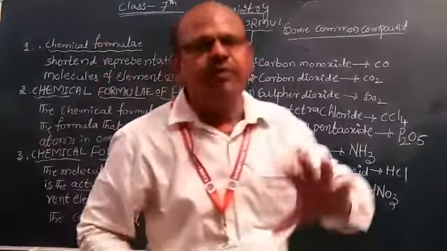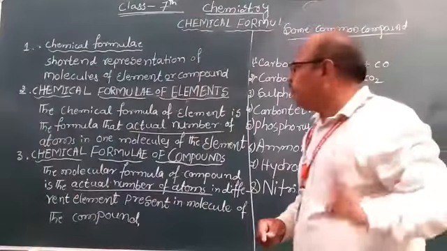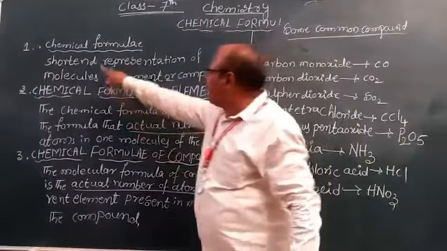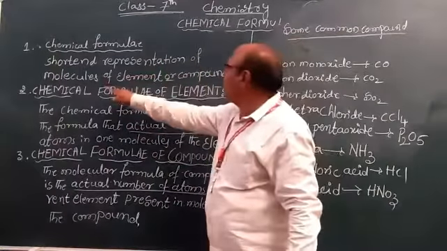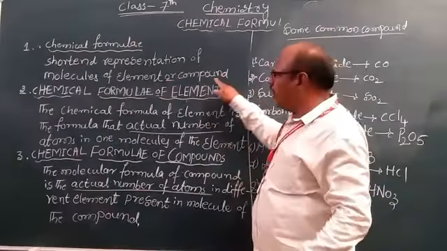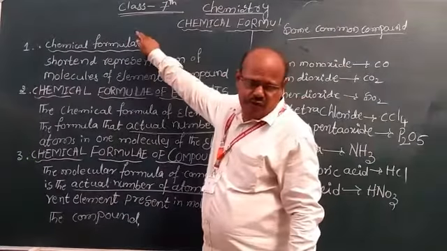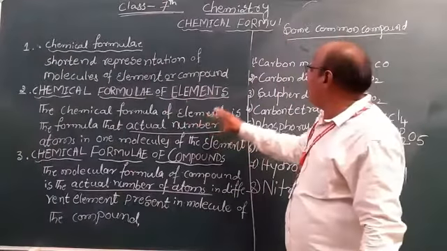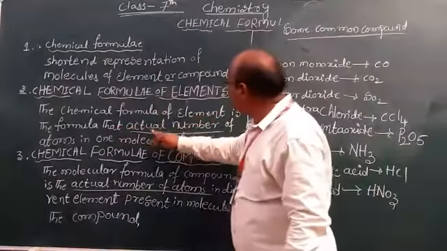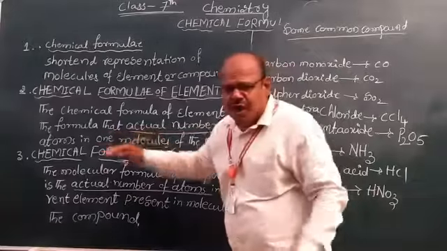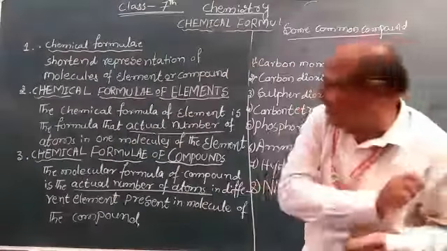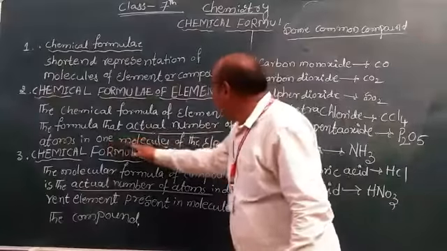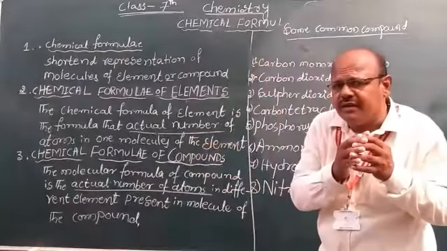Okay, dear students, today we are discussing only 3 points about chemical formula. What does chemical formula mean? Shorthand representation of molecules of an element or compound is known as chemical formula. The chemical formula of an element shows the actual number of atoms present in one molecule of the element.